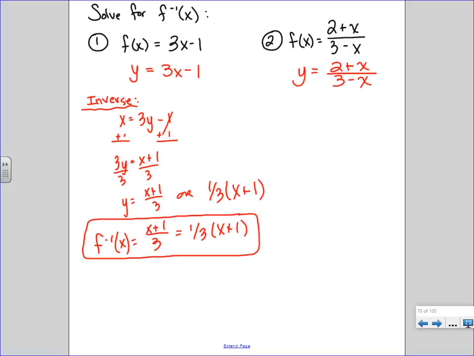Okay, inverse. Switch the x and y. Why is it similar to the problem on the board? What were we solving for over there? x in two different places of a fraction. What are we solving for here? In two different places of a fraction. That's the similarity. I did tell you to go ahead and multiply both sides by 3 minus y. That's the only way to go. I said multiply, then I said distribute.